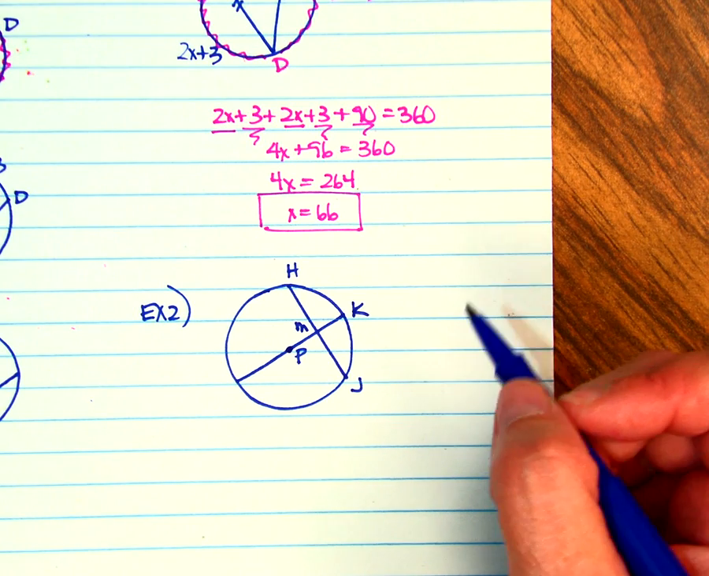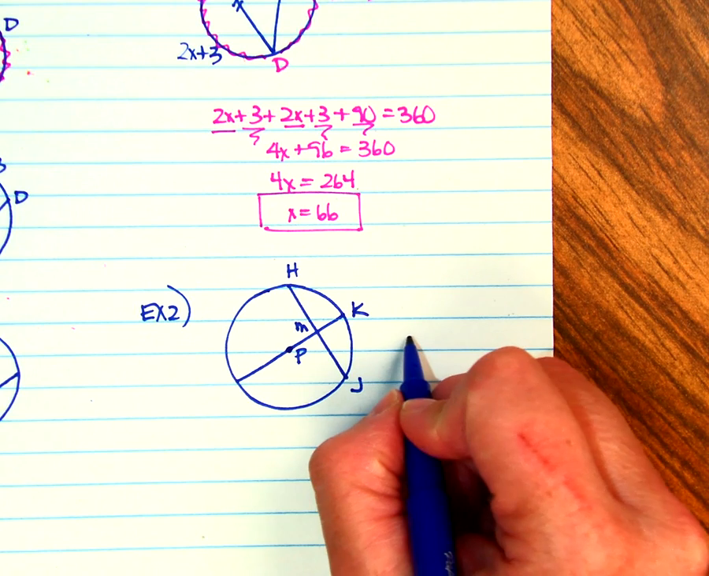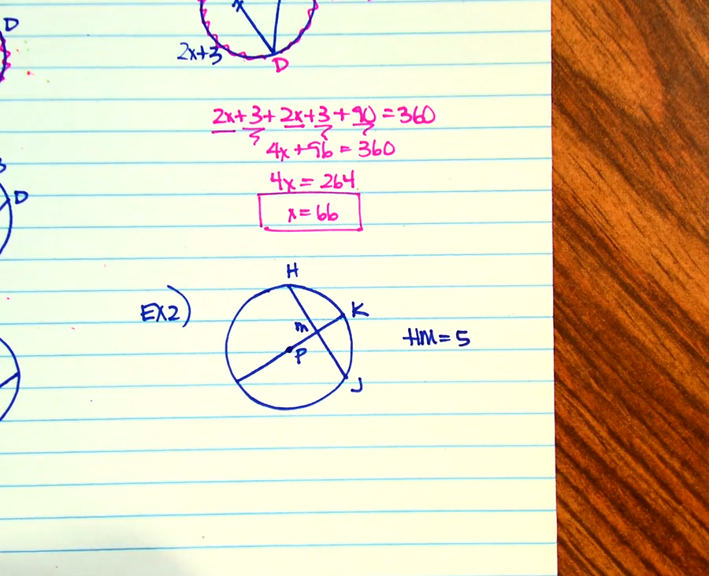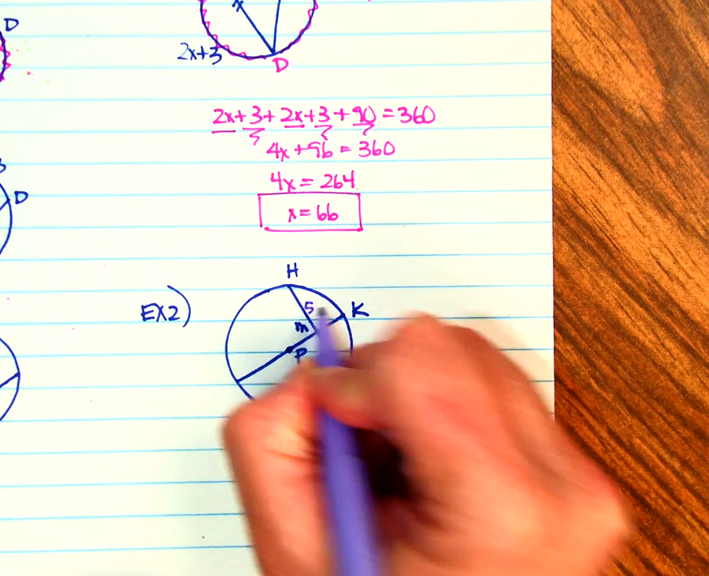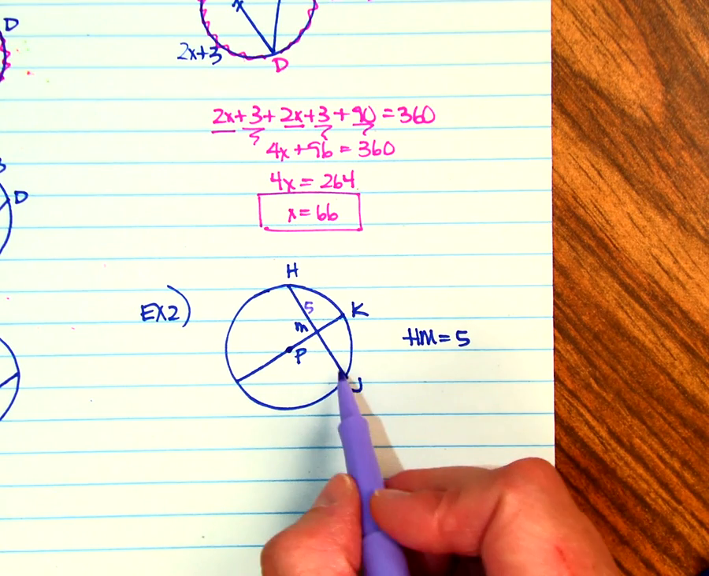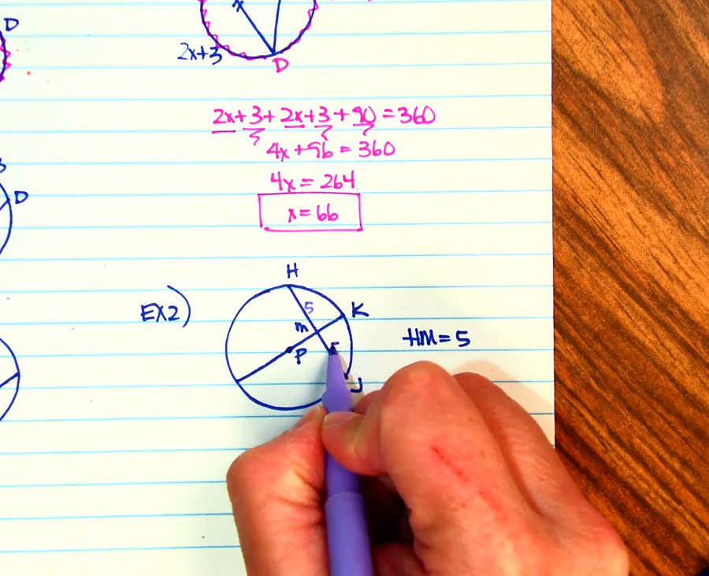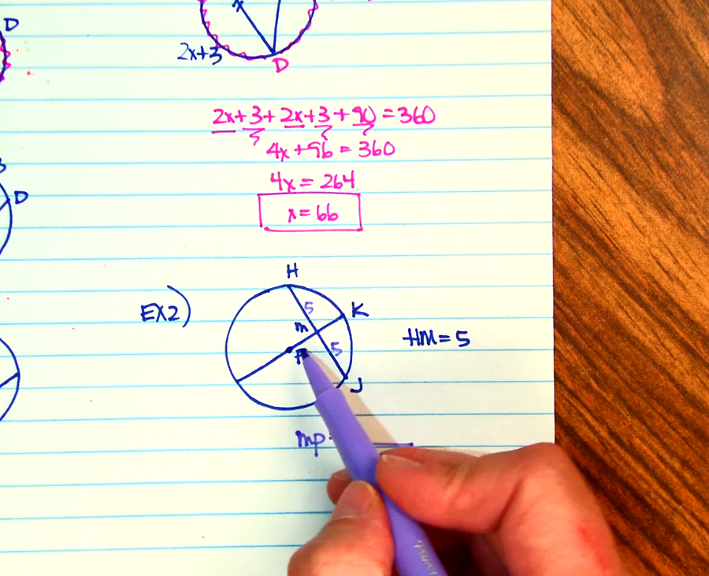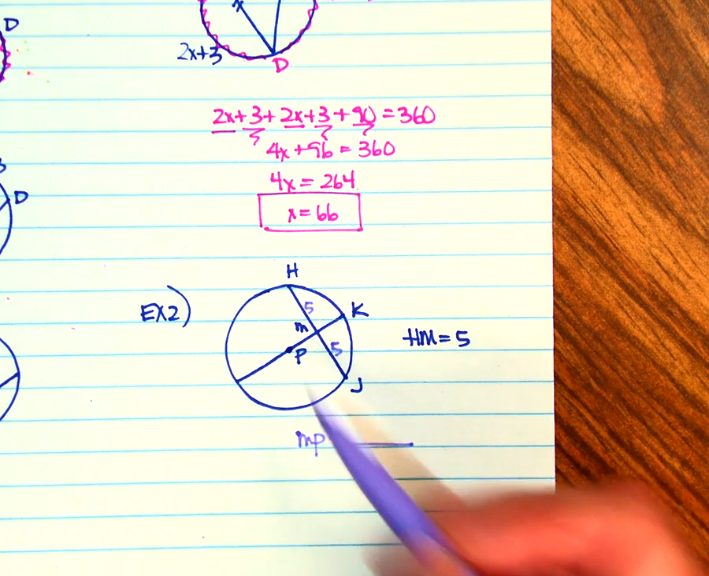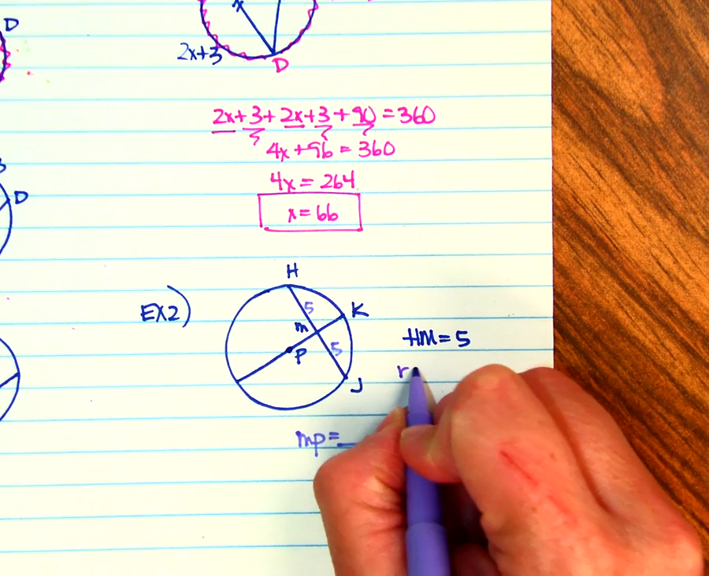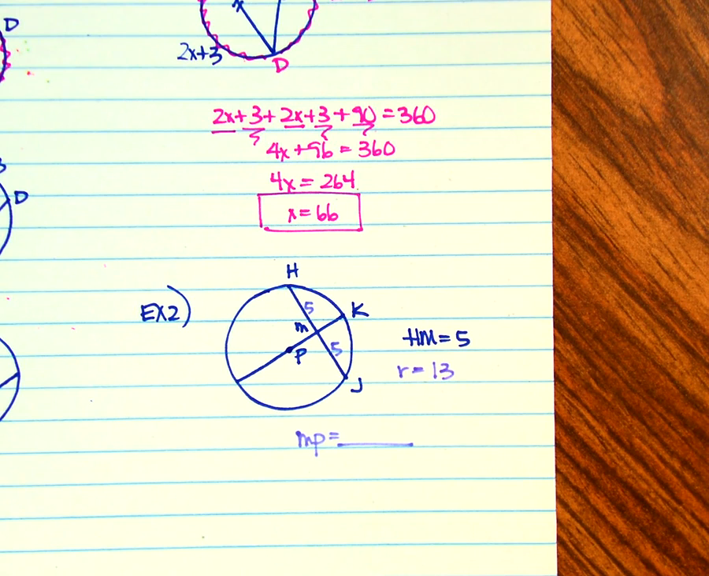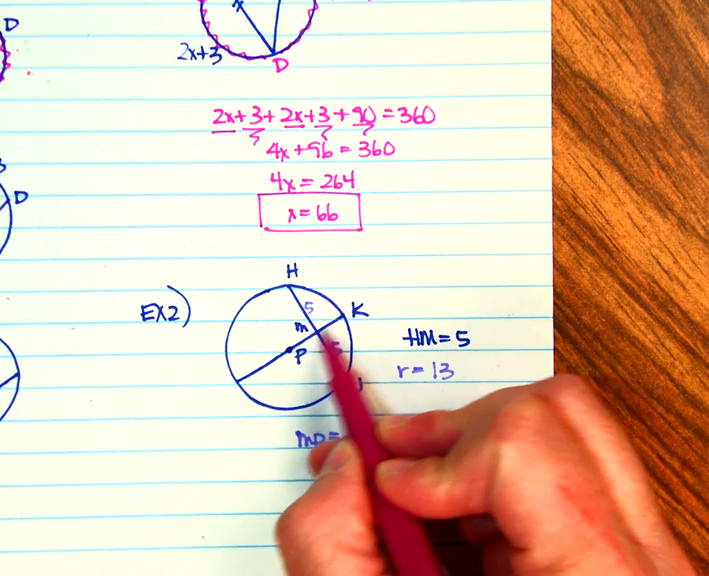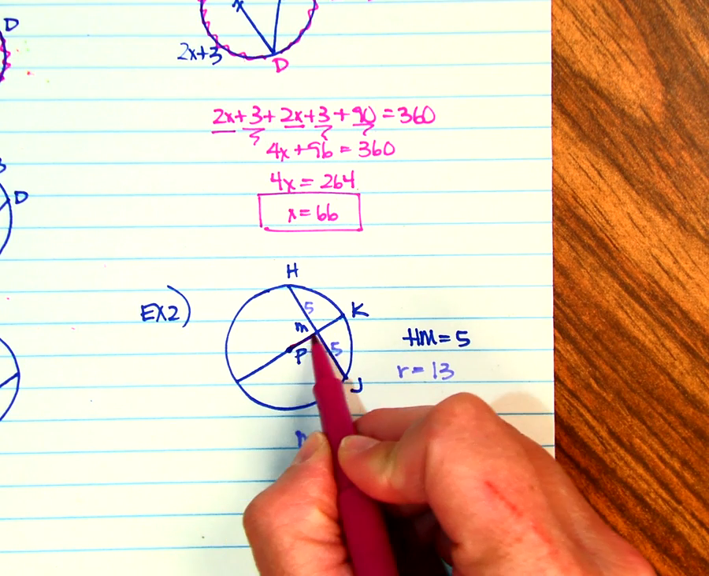Okay, so if I know that HM equals 5, I'm going to write a little 5 in here. So if HM is 5, then I also know that MJ is 5. Let's say that I want to find out how long MP is. So MP is just this little piece right here. Also, let's say that I know that the radius is 13. So what some people like to do is they'll put a 13 in here, which is not wrong, but keep in mind this is the piece that we're trying to find.